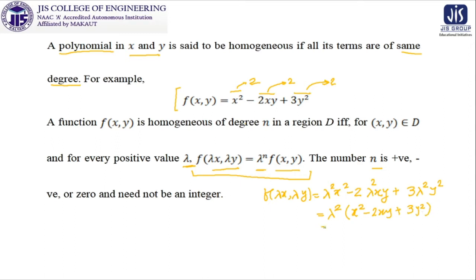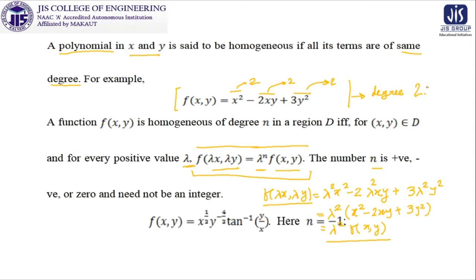Okay, so can I write that it is lambda square f of x comma y? I think I can write it. So now you can check that f of lambda x, lambda y is equal to lambda square f of x, y, which is matching with this particular criteria, and here the power of lambda is n, here the power of lambda is 2. So this given polynomial is a homogeneous function of degree 2. Clear?